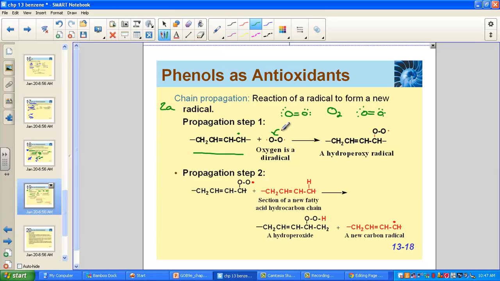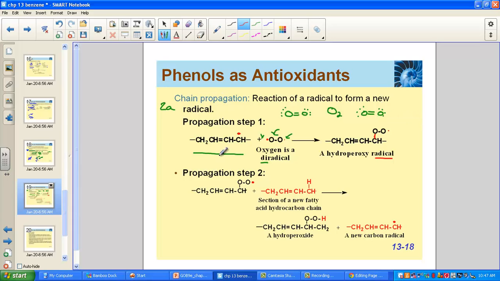an octet. But that's not the reactant we're showing here. Oxygen as a di-radical has an unpaired electron on either side of the oxygen molecule. Those will become the site of attachment. So notice here the site of attachment on our alkene group and the site of attachment on the oxygen. That will be, in our first step I'll call 2A, the site of attachment to create a hydroperoxy radical.